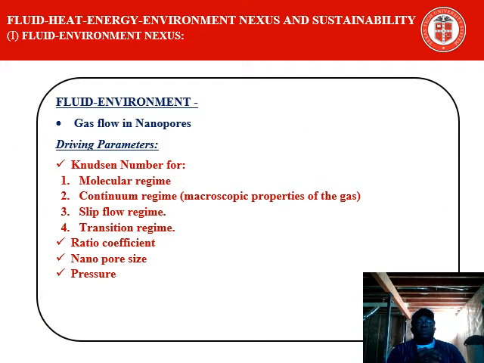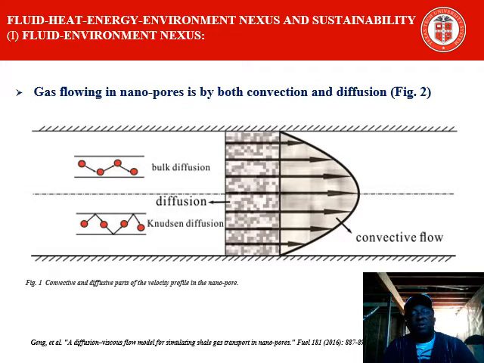For this phenomenon, which is the fluid environment, the major driver here is the Nexus number, and we will use gas flow in nanopores to explain. This figure shows the velocity profile that transpires in the gas flow in a nanopore, and this is guided by the convection and diffusion phenomenon.